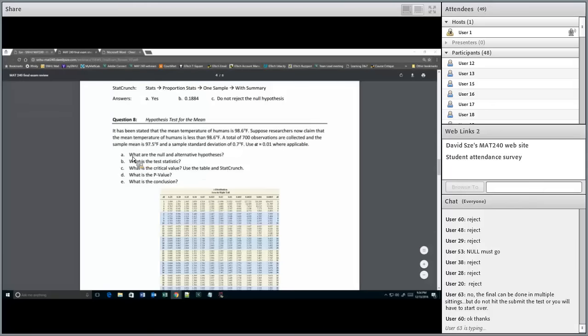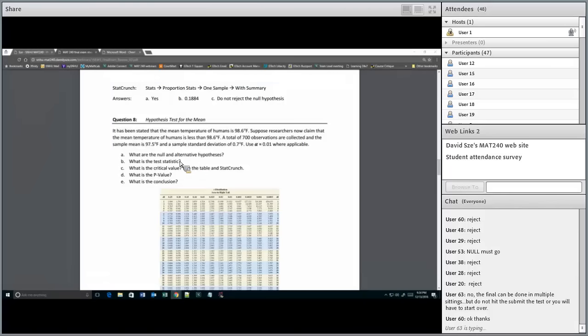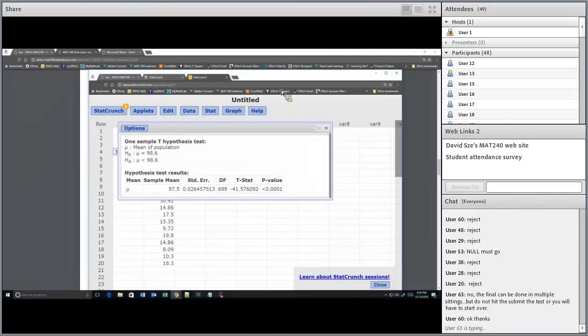Okay, so now let's look at the problems here. The first part of the question was, what are the null and alternative hypotheses? You all answered that correctly. What is the t-statistic? So here's the p-value in the output given to you here, and here's the t-stat. The t-stat is negative 41.57.